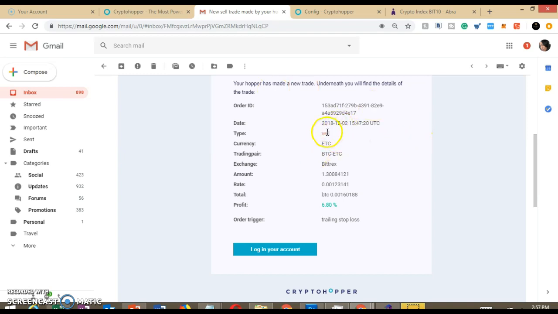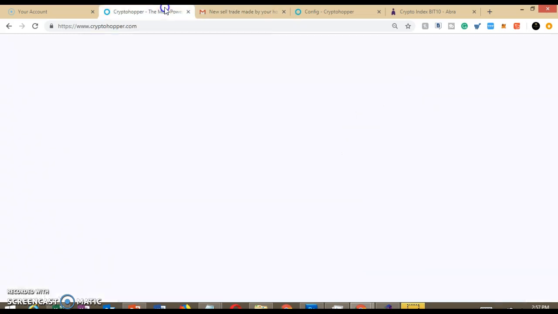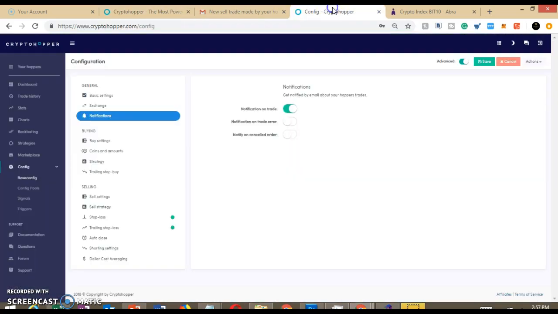So this one was a sell for Ethereum Classic, and it tells you the amount, the rate, and you can see I made a pretty nice percentage on that particular trade. Now again, we're talking about $30 and maybe $5 per trade. So it's not a lot, but you could invest more, but I'm trying to minimize the level of risk that I'm actually taking.